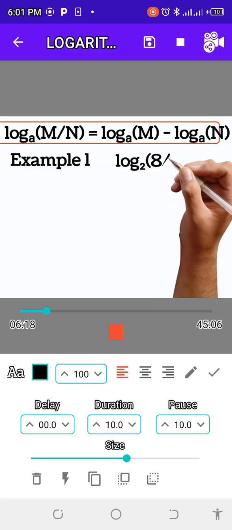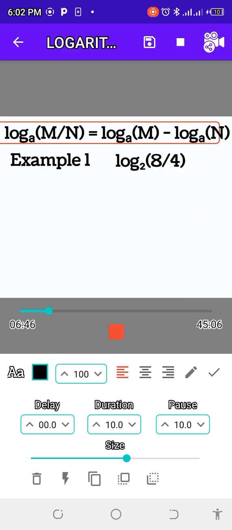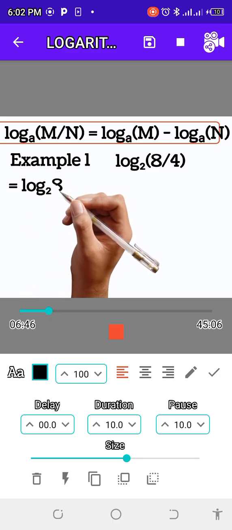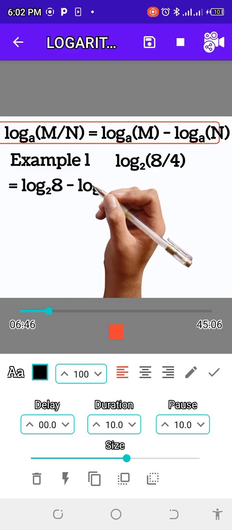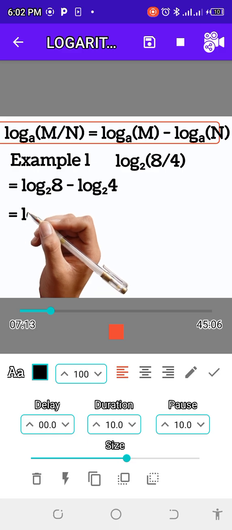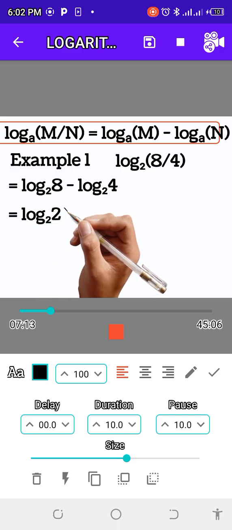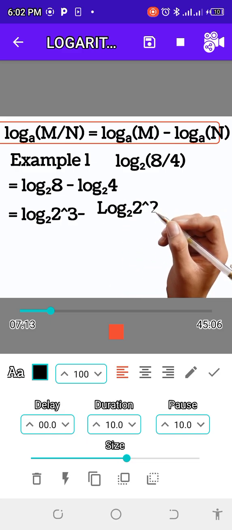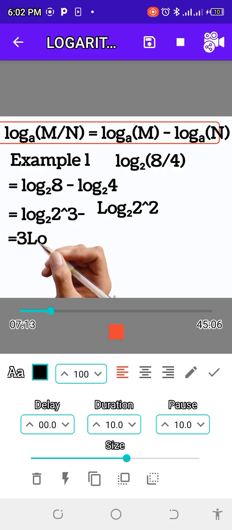Example 1. Log 8 divided by 4, all in base 2. What we need to do here is to take the difference. It's going to be log 8 minus log 4, all in base 2. Then that is log 2 cubed base 2 minus log 2 squared base 2.